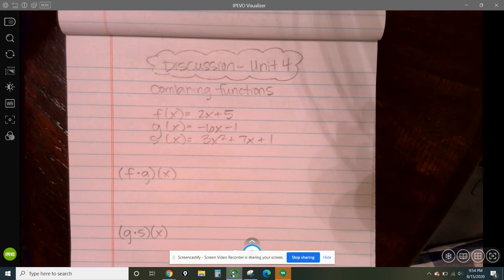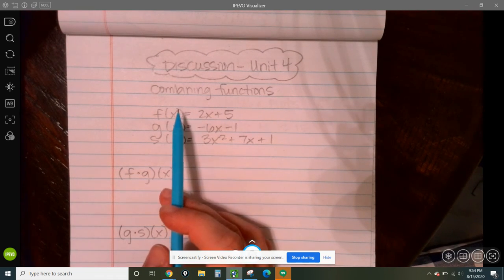Hi guys, this video is to help you with the discussion for Unit 4. I would suggest that you grab a piece of paper right now and write down this page of notes with me, and then use that page of notes when you're doing your discussion for Unit 4. Whenever you do a discussion, make sure you answer all the problems on the discussion, all the different questions, and give as many details as you can. That's how you get the full points for the discussion.